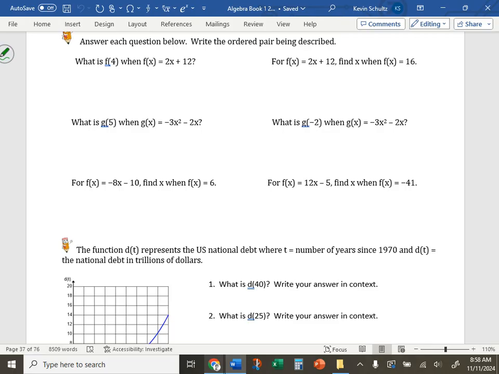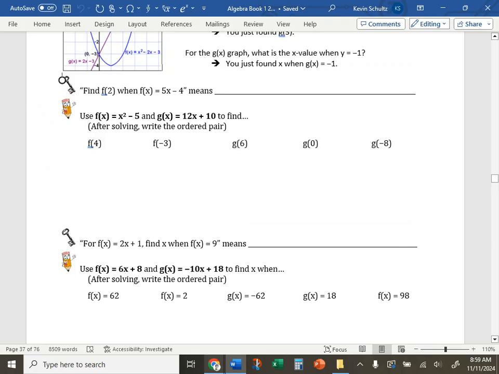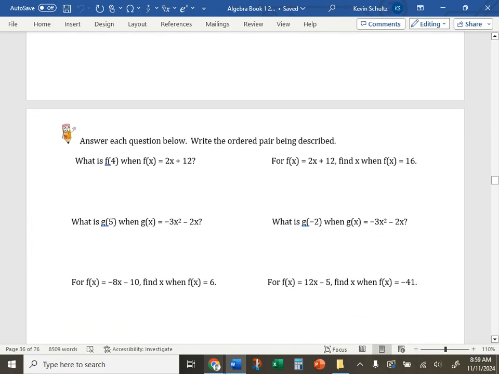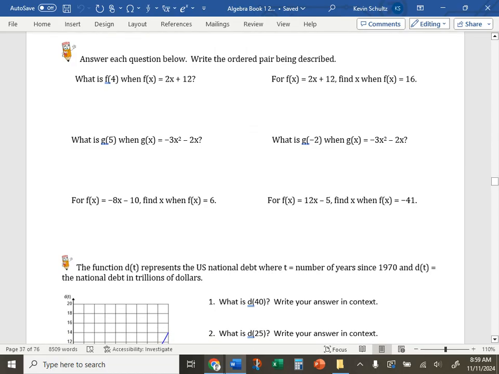Which variable does this 4 represent? X. How do you know? Because it's right there. It's replaced. I've replaced x with 4. Also, this looks very similar to what we have on this first page where it says find f of 2 when f of x equals 5x minus 4. It's kind of the same setup, right? So when you read these questions, your decision, which variable am I being given?